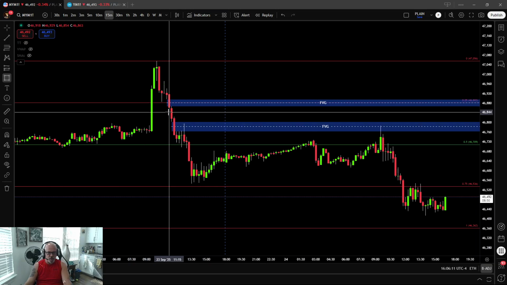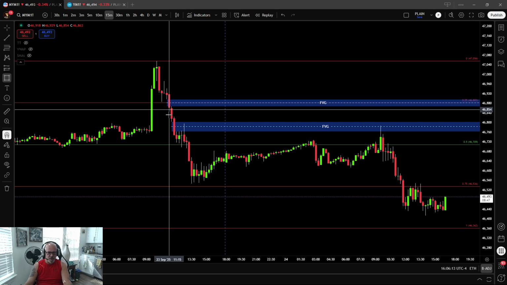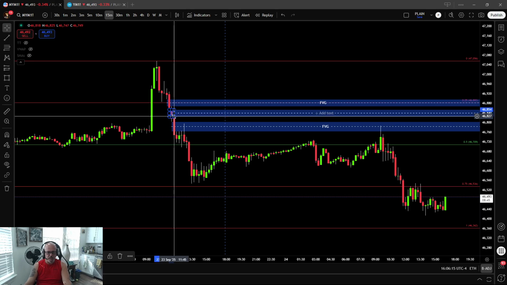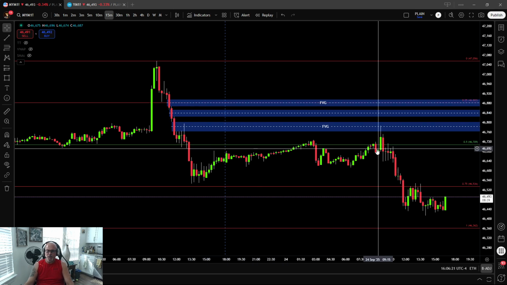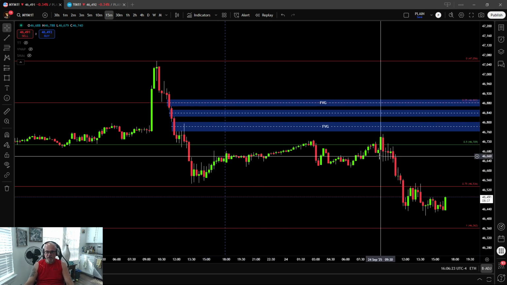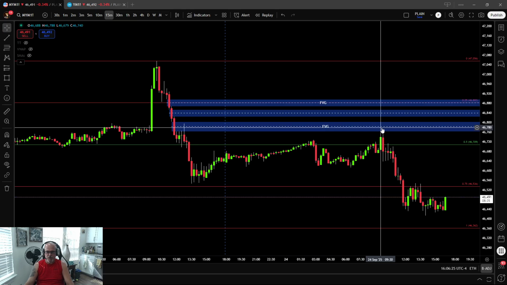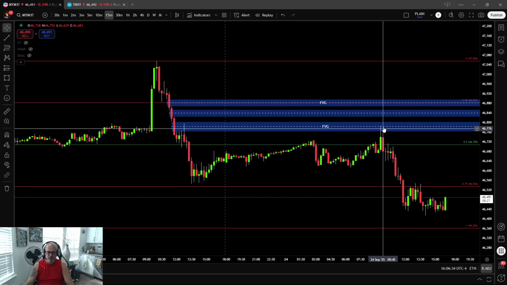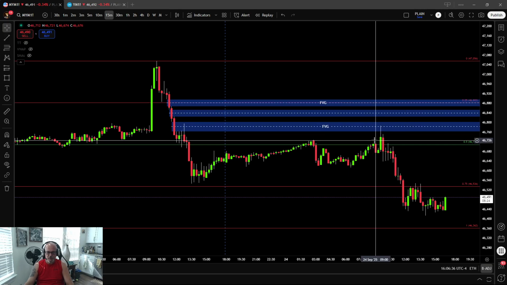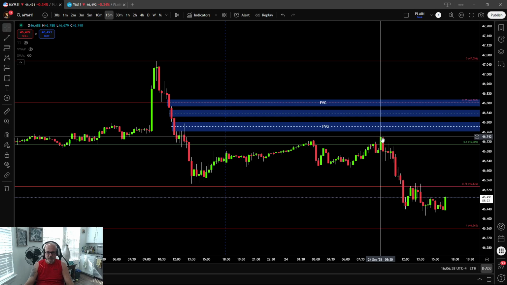And what I'm looking for is a touch of the midline or even a push through the midline, but a 15-minute candle that does not close above the midline. Okay. So at 9:30 this morning, that's exactly what we got. We pushed right up to the middle of that fair value gap and the 15-minute candle rejected and closed just a little above half of its entire value. This shows weakness to me.